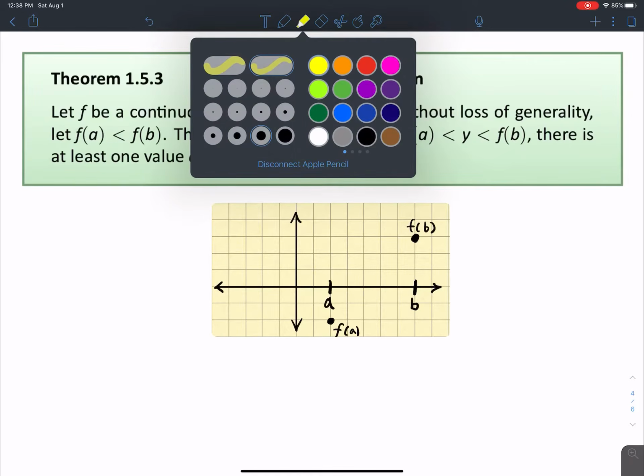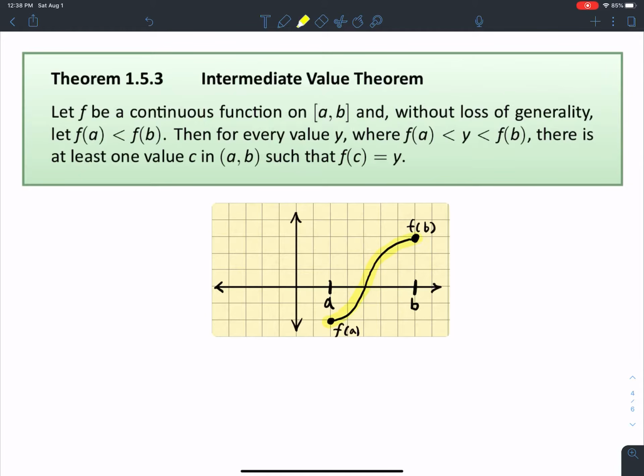Okay, so let f be continuous. That means that I'm going to draw a curve without picking up my pencil, right? So if f is continuous on the closed interval a to b, then for every y value between f of a and f of b, so what does that mean? Between these two values right here, there's some y value in there, such that there is at least one value c where f of c, whenever I plug it in, gives me the y value that I want.